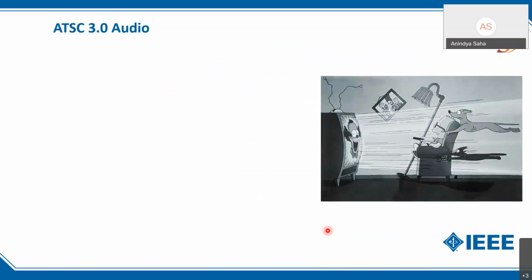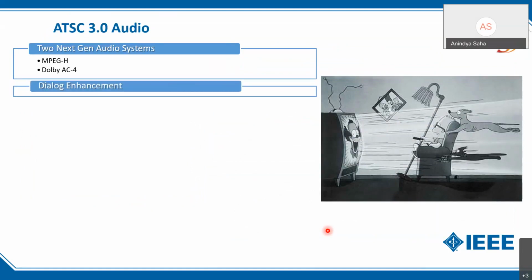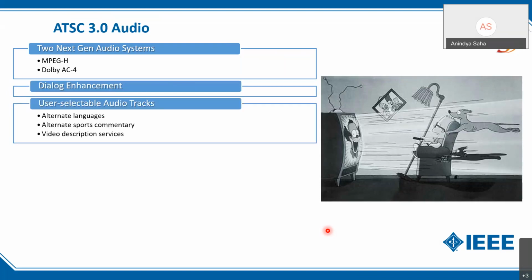Let's go to the enhancements in audio, ATSC3 audio. If you look at the enhancements, I would say there were basically two next-gen audio systems which ATSC3 proposes. One is to support MPEG-H and Dolby AC4. Now, these again came out of need from two different countries. MPEG-H is used in South Korea and Dolby AC4 is used in the US. Then there is the ability to enable dialogue enhancement. Then user selectable audio tracks in alternate languages and video description services.